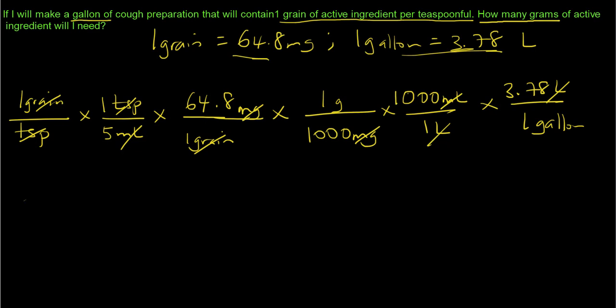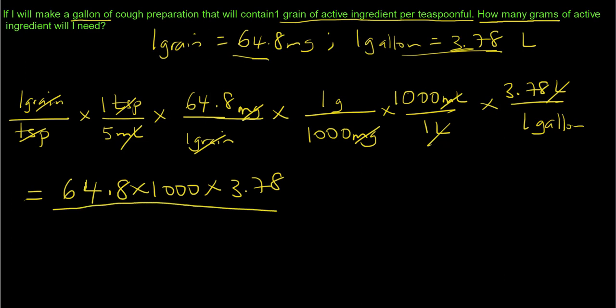So we want to multiply everything in the numerator and then divide by what's in the denominator. So just to make things clear, we have 64.8, and then you multiply that by 1,000 by 3.78, and then we divide all of that by 1,000. So we do know that this probably is going to cancel out. And if we multiply everything out, we should end up with 49 grams. Okay, so 49 grams is what you need for this preparation.